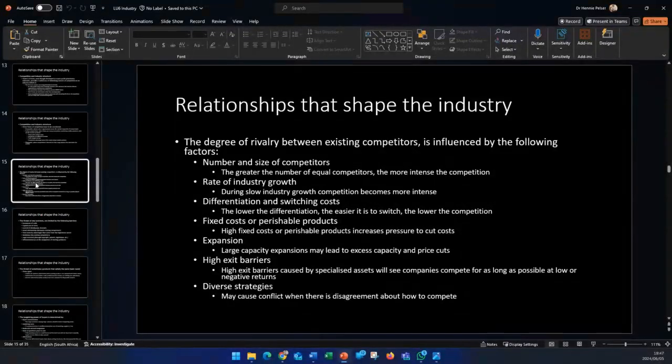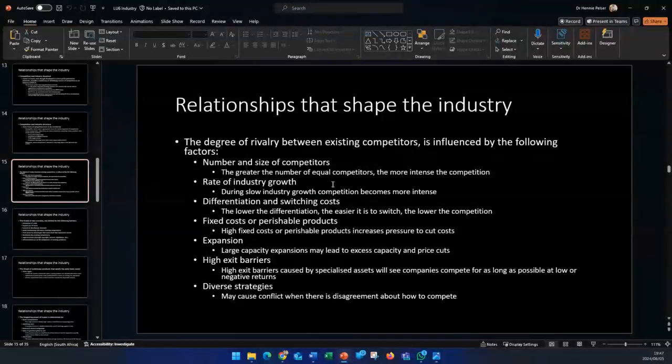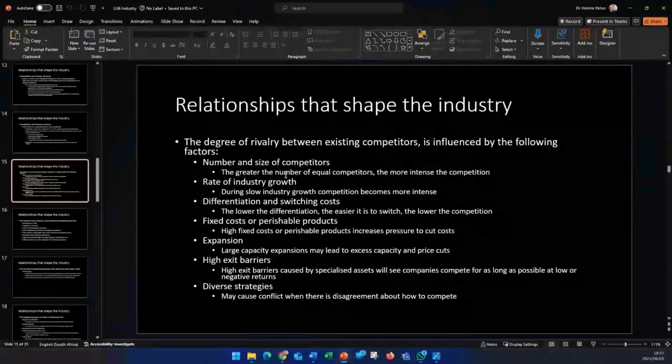You've got this. Okay, guys, in terms of rivalry between competitors, be able to write some of these elements: the number of existing competitors, and where the industry is in terms of growth rate. You can have a look at this.